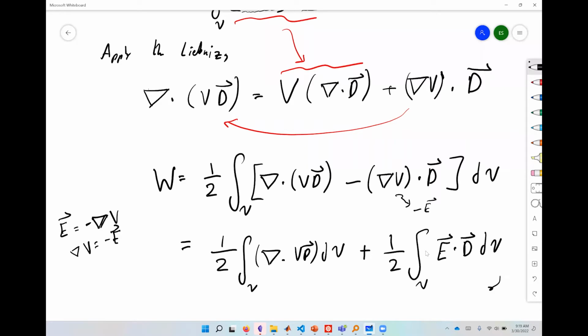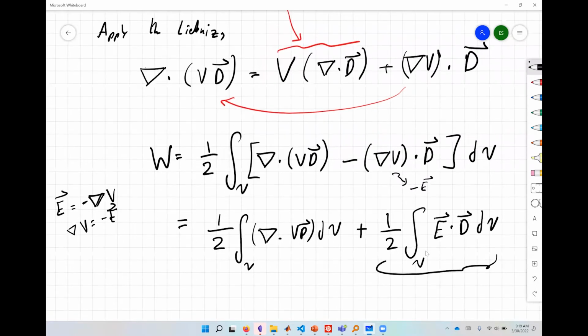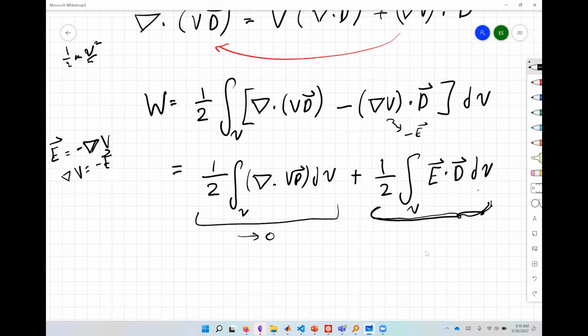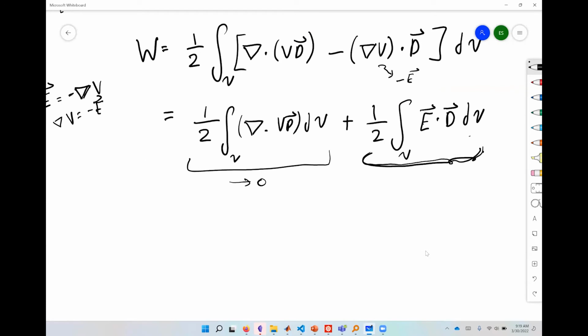This looks interesting. Energy always has a square in it, right? Kinetic energy has half mv squared. This looks like a square term where you're multiplying the electric field with itself. So this is suggestive that this is now the energy of the electric field. But the problem is that we have this pesky component. Hopefully, this goes to zero. And the way we can show that this goes to zero is by using the divergence theorem.